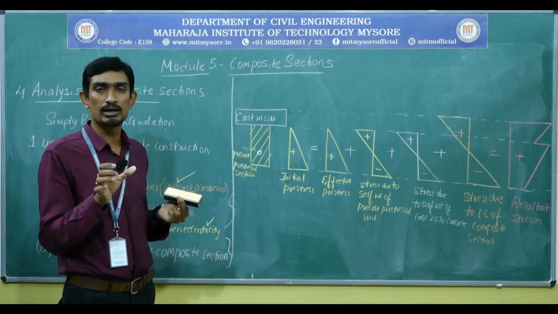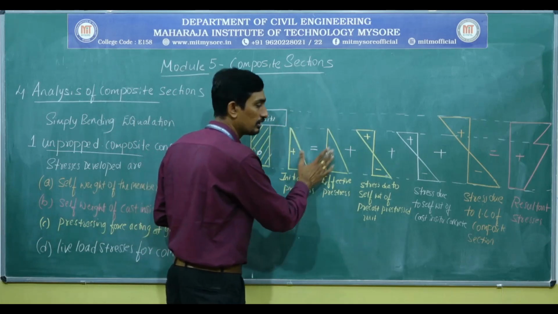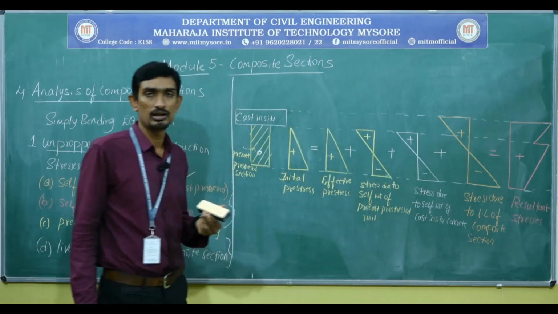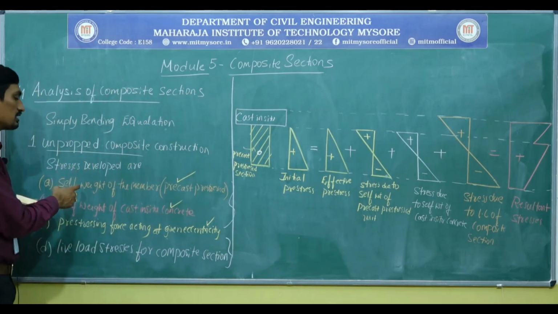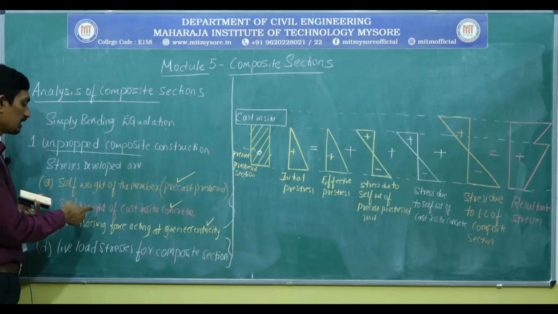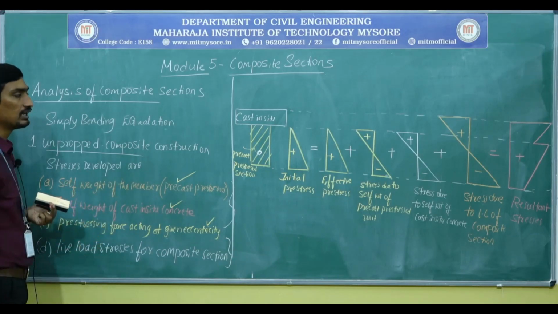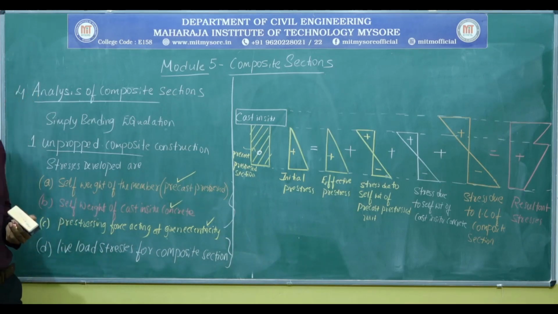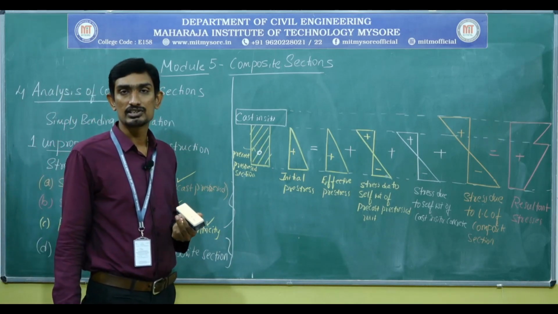They will give the problem: analyze the section for the unpropped case. Then you need to calculate this, then this, then this and this. So finally the resultant stress. That means you need to calculate each component: first the self-weight of the member, next the self-weight of the cast in situ concrete, the pre-stressing force, and finally the live load. Once I sum up all these things, the final result will be your resultant stress.